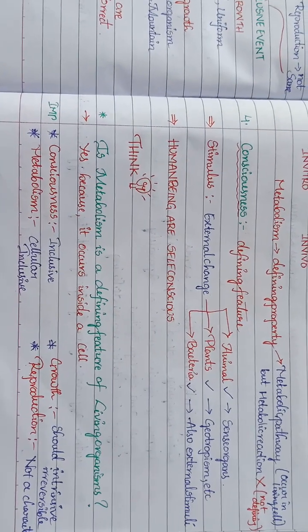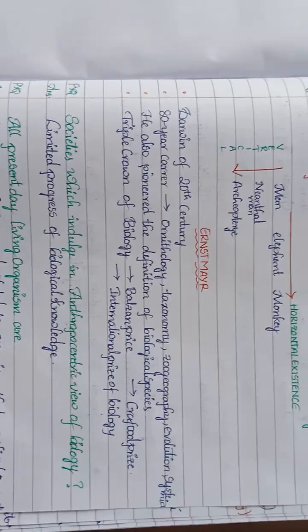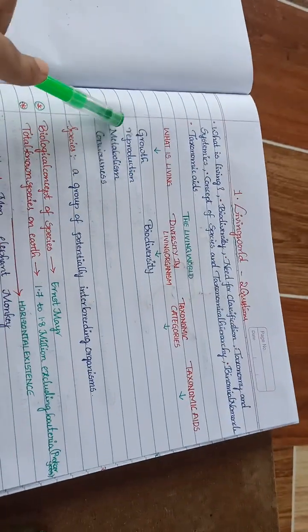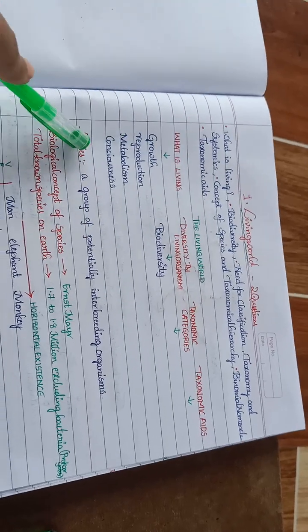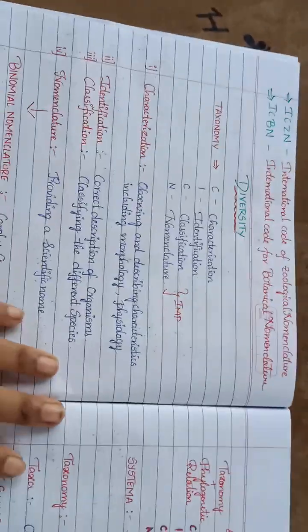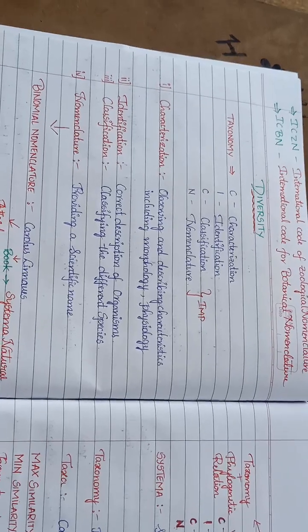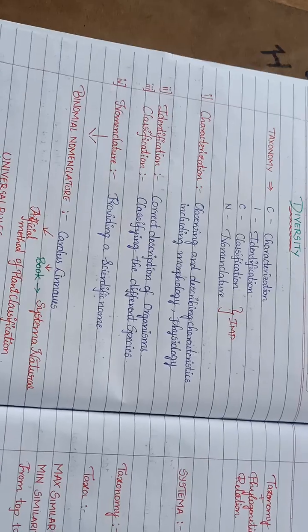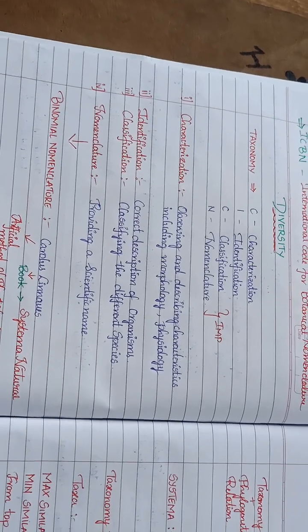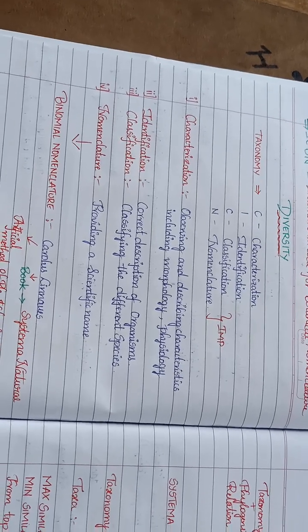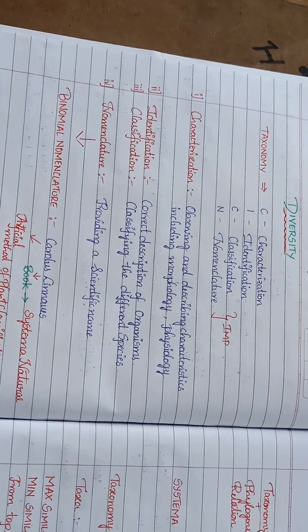Hope you understood up to here. Let us go on. As I told previously, now we completed the things which are GRMC. Now we are entering biodiversity. Let us go on. Now what biodiversity actually means is taxonomy. Taxonomy involves CICN, that means characterization, identification, classification, nomenclature. In this, classification and nomenclature are very important topics which we have to read for NEET.